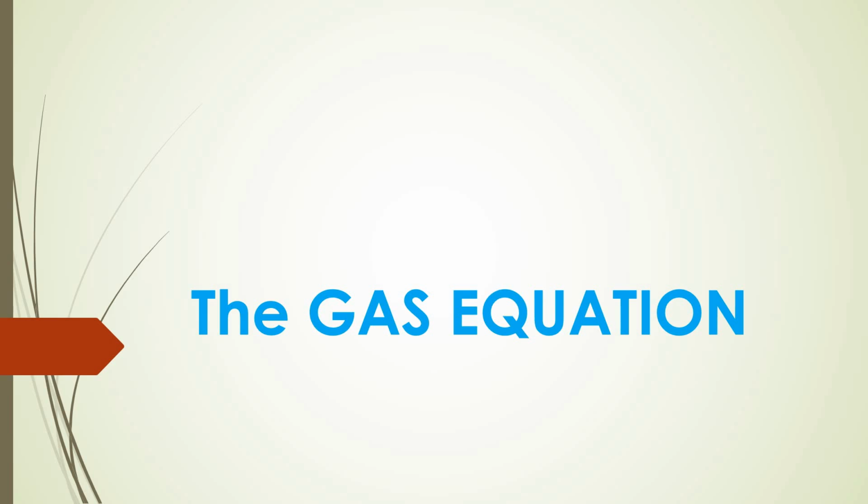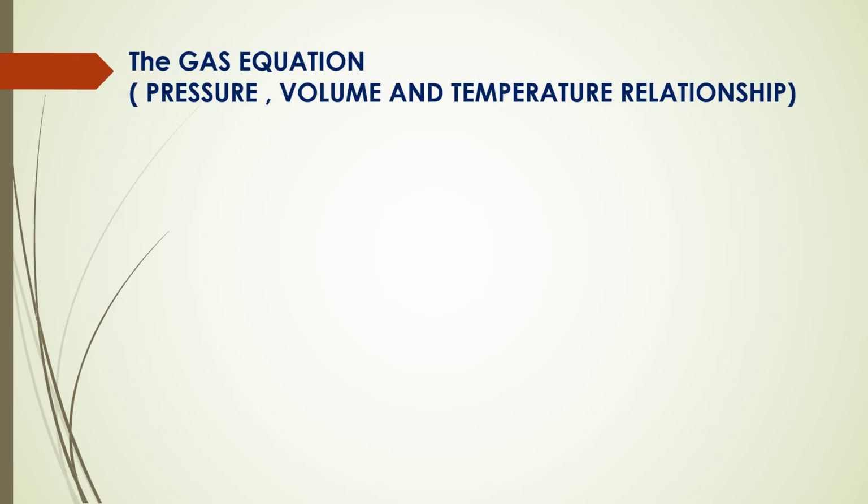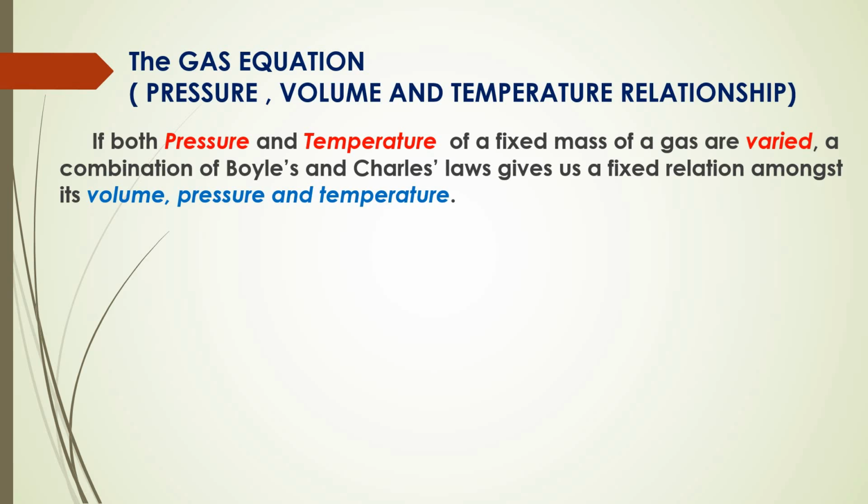The gas equation. So let us start today's class. This gas equation tells us about the relationship between pressure, volume, and temperature all at the same time. I hope you remember the two gas laws, Boyle's law and Charles' law. They talk about the relation of only two variables, either pressure with volume or volume with temperature. They do not give us the relation between all three variables. Now this gas equation tells us about the relation between all these three variables.